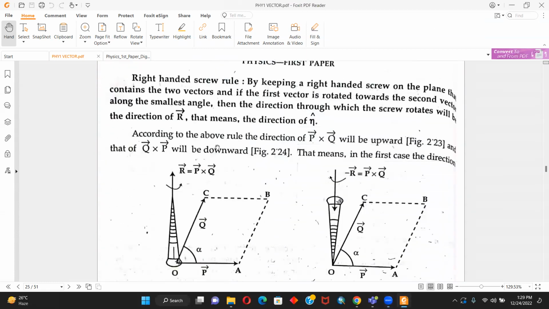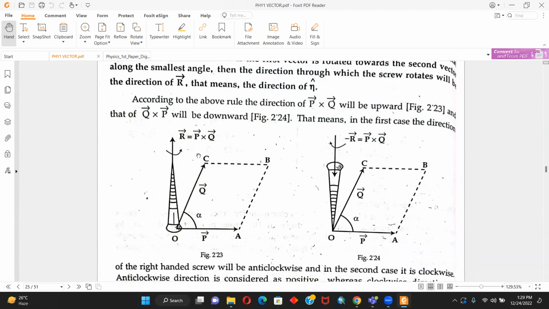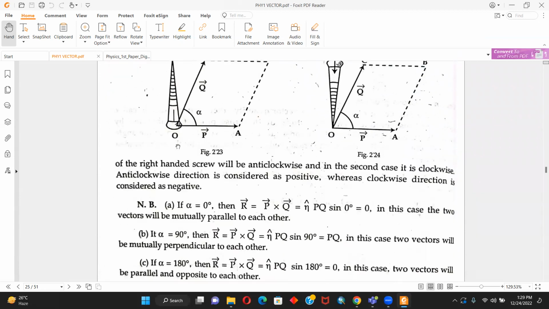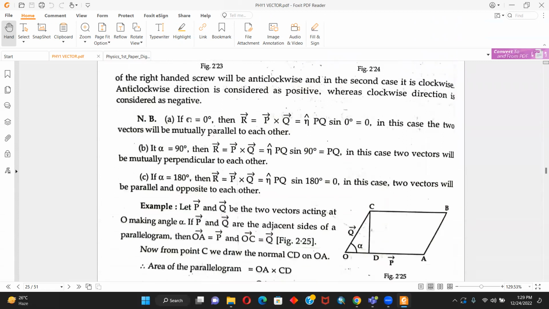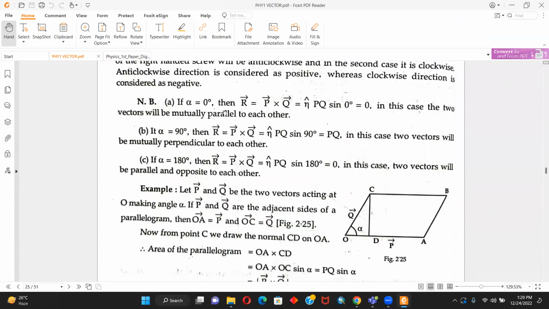Anyway, I've already explained why P vector cross Q vector will be upward and Q vector cross P vector will be downward. Now if alpha equals 0 degrees, that is, if the first vector and second vector are parallel to each other, then there will be no resultant vector because it will be zero. In this case, the two vectors will be mutually parallel to each other.